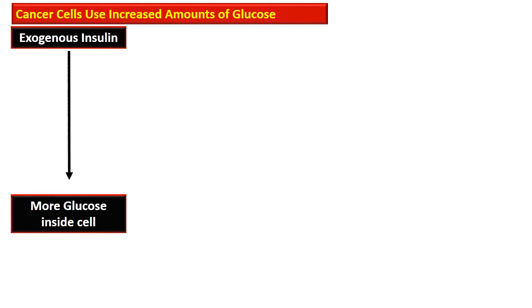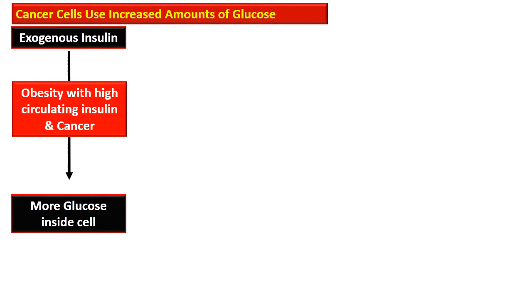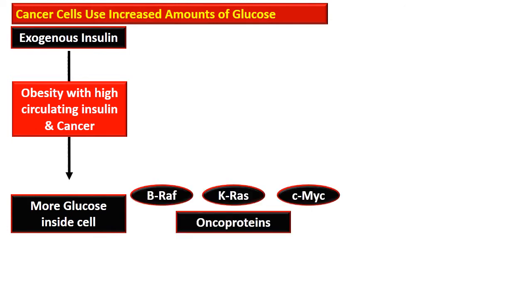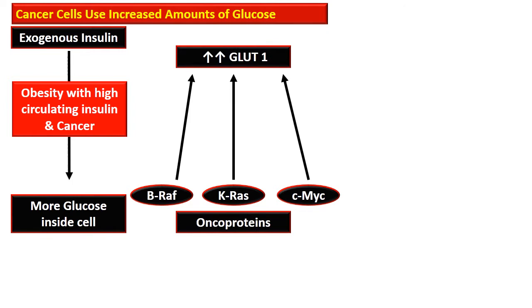The exogenous insulin intake will result in more glucose inside the cell. So this explains the obesity with high circulating levels of insulin and its association with cancer. The increased formation of GLUT1 is under the influence of oncoproteins such as BRAF, KRAS, and c-MYC, and this c-MYC is also responsible for increased glutamine transport into the cell and upregulation of lactate dehydrogenase.